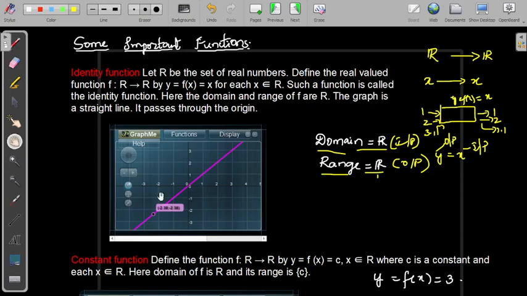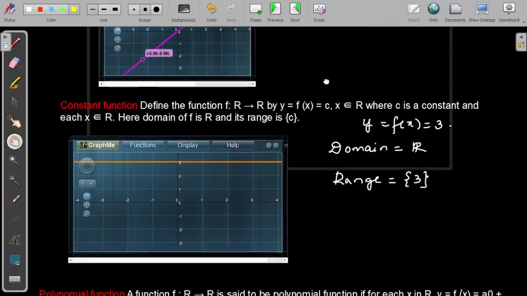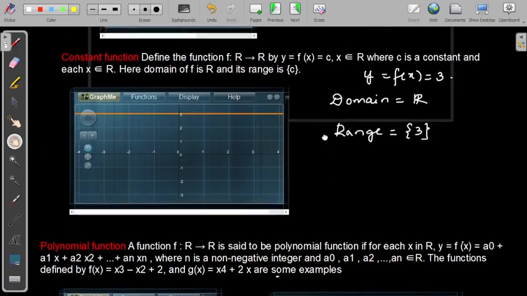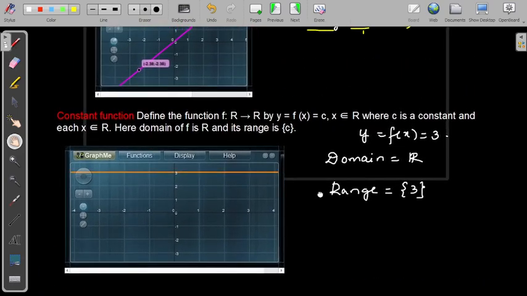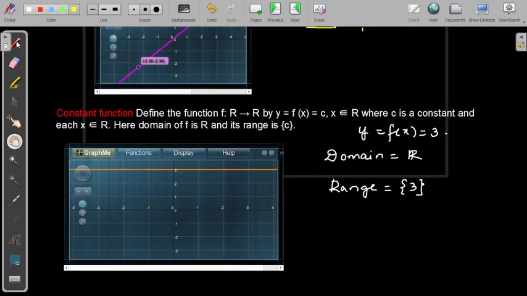Now next, the second function is constant function. Constant function means you define a function f from R to R by y equal to f of x, which is equal to c for all x belongs to R, where c is a constant. Here the domain of f is R and its range will be the set containing c. So that is all about constant function.